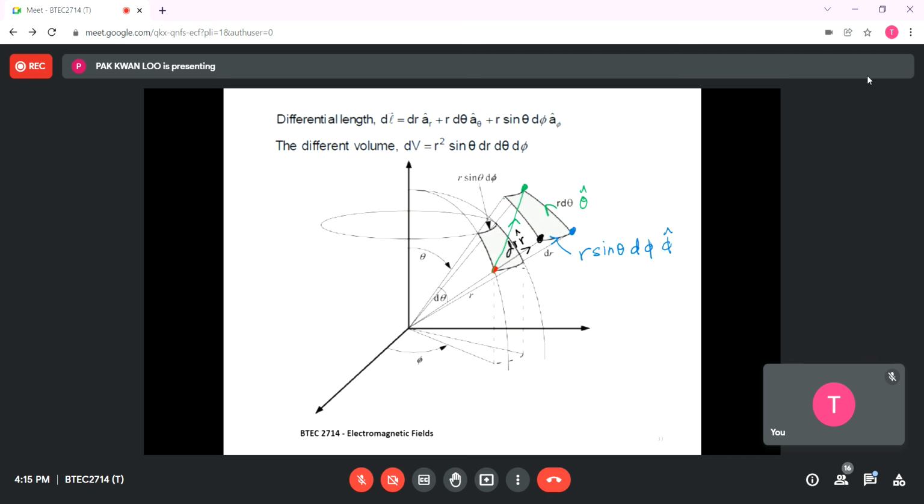And then the volume is just we multiply these three components: this component, this component and the dr component. So that is the differential volume.